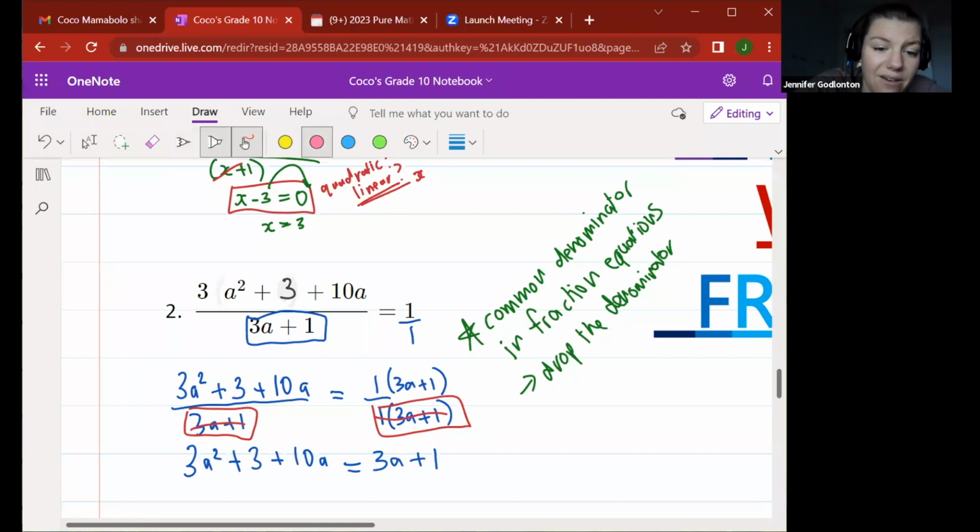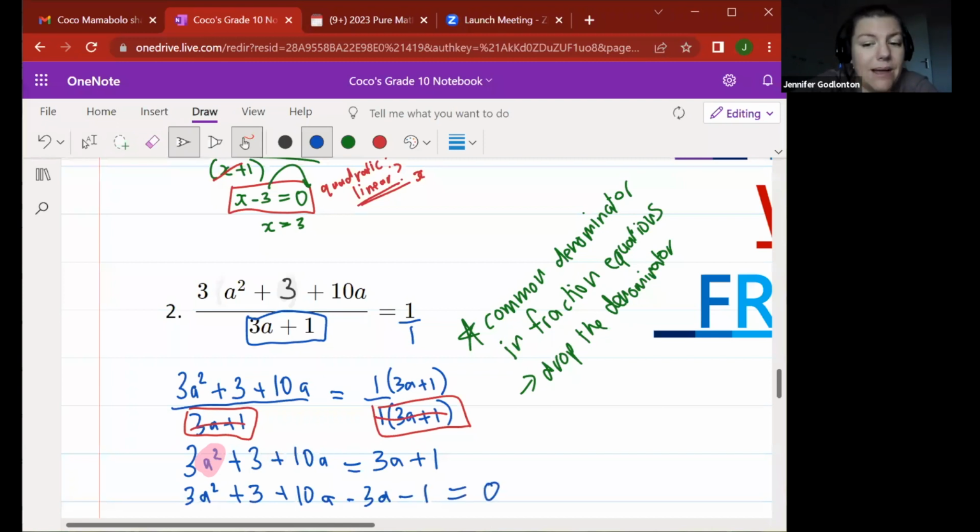Now, because we have an a squared, that a squared is telling us that this is quadratic. And so we want to move everything onto one side and we want to make it equal to 0. So we're going to have 3a squared plus 3 plus 10a minus 3a minus 1, and that's going to be equal to 0. We want it equal to 0 because it's quadratic. There we go. Okay.